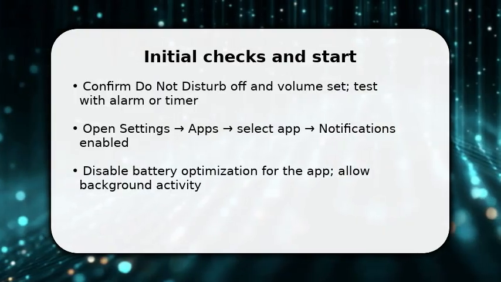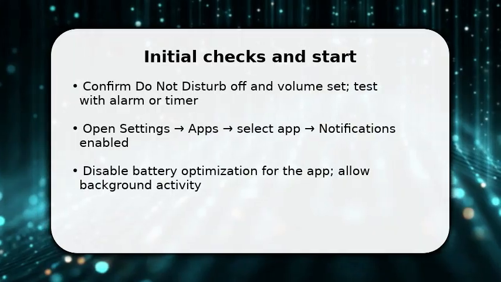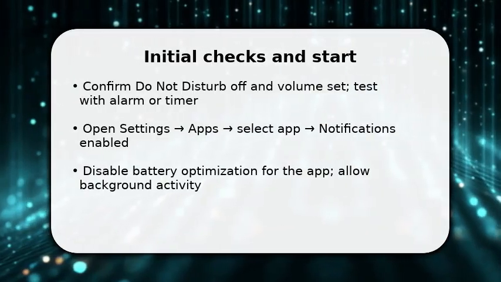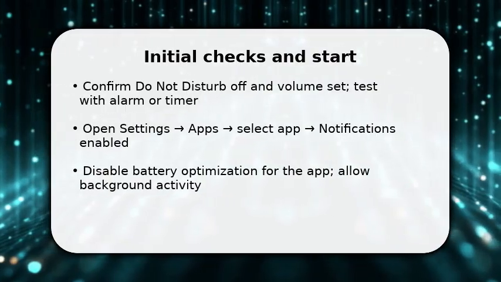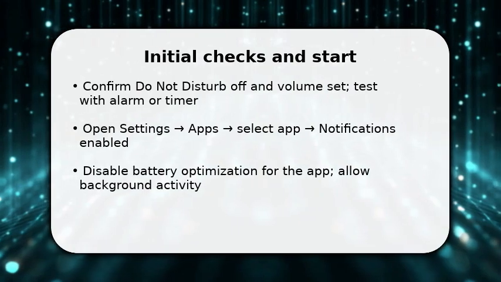Next, disable battery optimization and allow the app to run in background. That prevents the system from silencing pushes. Once done, force stop, then reopen the app, and send a test notification to verify progress.